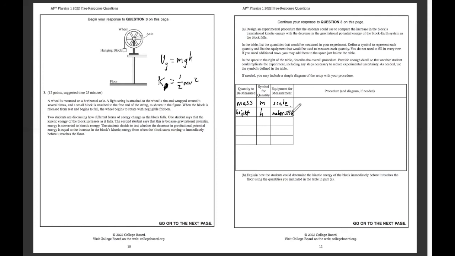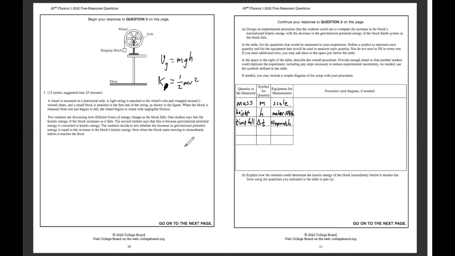Now, if I were to use a motion sensor, that would, I believe, actually suffice as well, because in that case, I would be able to measure the velocity of the block as well. But depending on how high up that block starts, a meter stick could be more helpful. All right, and then if I wanted to measure velocity, I wouldn't just need a meter stick. I would also need to measure time to fall. So that would be delta t, and I would measure that using a stopwatch.